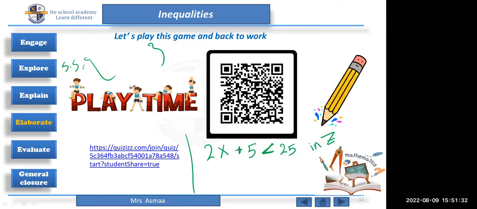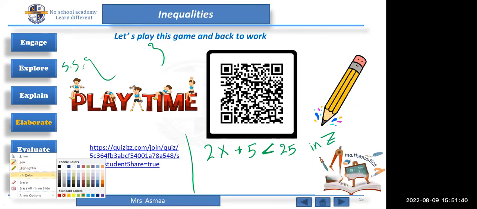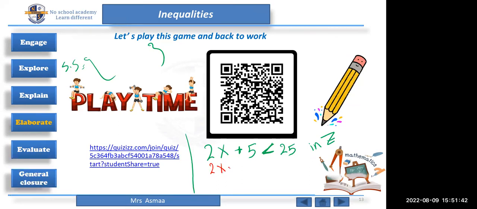So we do 25 minus 5, equal 20. Okay. Wait, but we can't use equal in an inequality, right? Yes, so we have to write greater than. Why greater? This is smaller than. Oh, I'm sorry, this is your mistake, Saga. The x, if I move it to the opposite by division, x is smaller than 10.